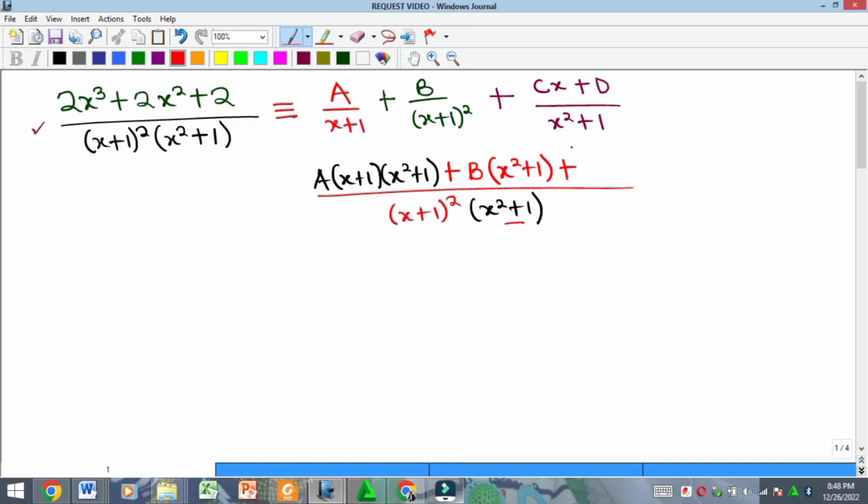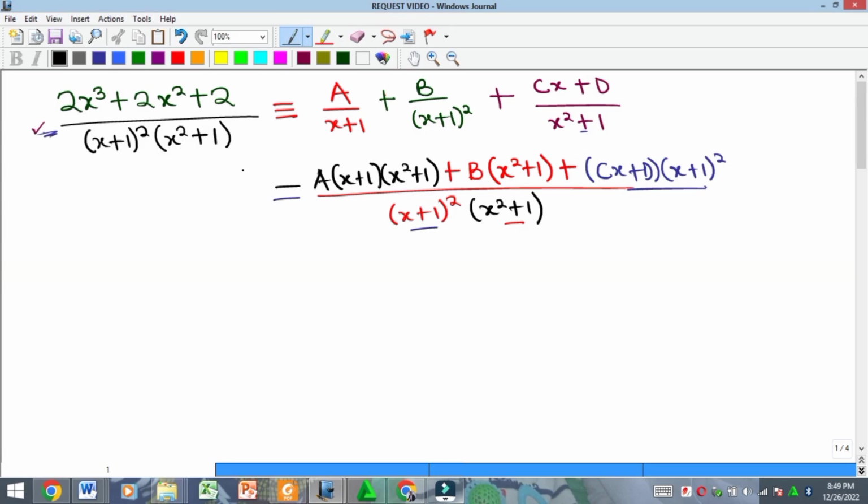And then we come over here. Of course, the numerator is going to multiply. So we're going to have cx plus d multiplying. When this divides the denominator, you have only x plus 1 all squared. And so you're going to have x plus 1 all squared here.